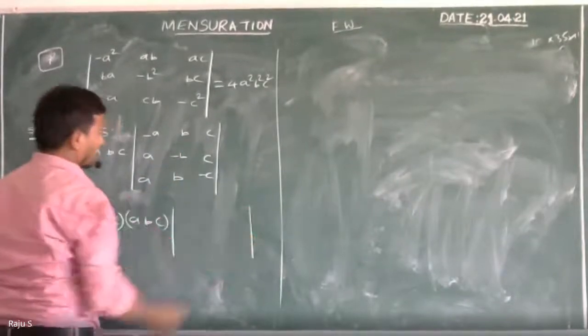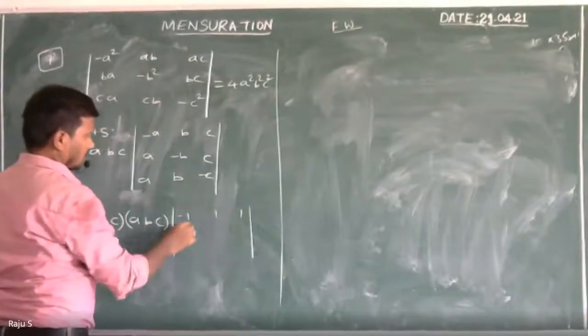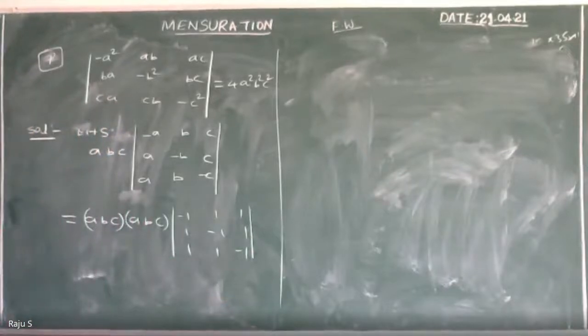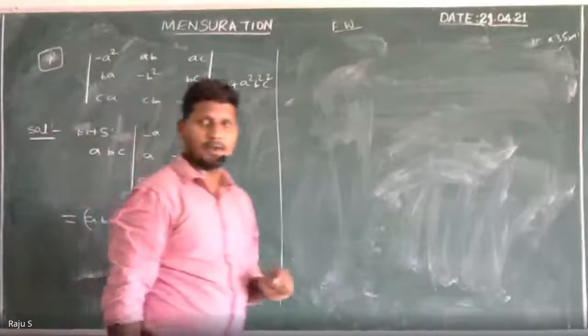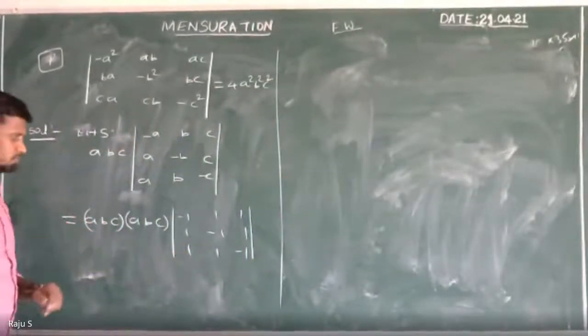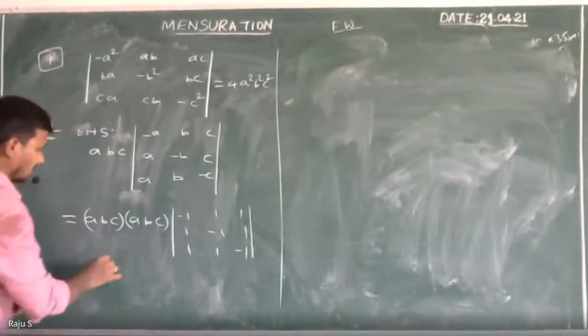So the remaining value is minus 1, 1, 1; 1, minus 1, 1; 1, 1, minus 1, right? So this is clearly a square, b square, c square. Now also you should not expand directly. So you can apply some transformations.